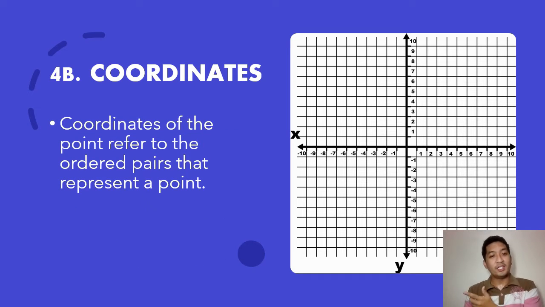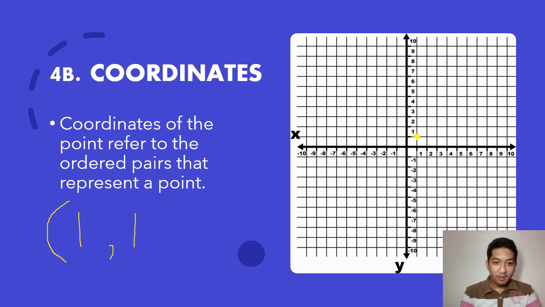Next, coordinates. The coordinates of the point refer to the ordered pair that represents a point. So let's say for example this one. Later on, you will understand what I am talking about in plotting. The yellow point here represents the coordinates 1 and 1, because the value of x is 1 and the value of y is also 1. So the coordinates of this point are 1 and 1. Take a look at how I write the point.